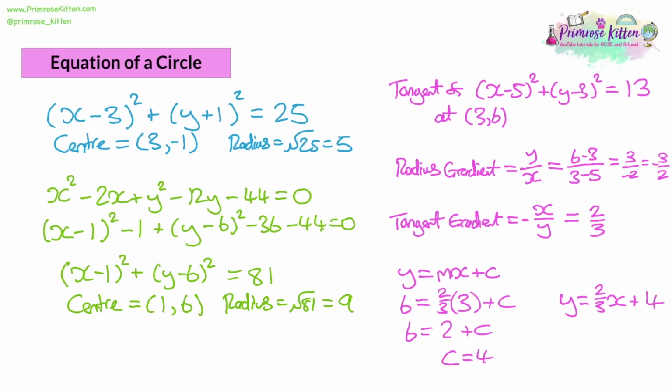Last thing I want to do, let's just have a little visual of what a tangent looks like. So I'm going to sketch a rough circle here. The tangent comes by the circle and it touches it at one point. And from the centre to that point on the edge, we have a radius. It's going to be at a right angle. So we have the tangent, we have the radius, and it's at a right angle.